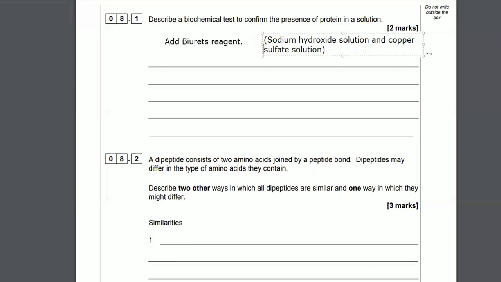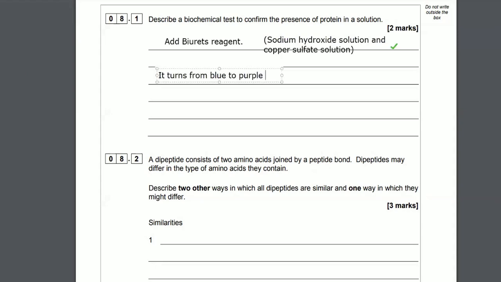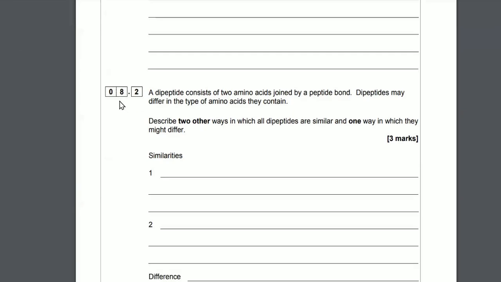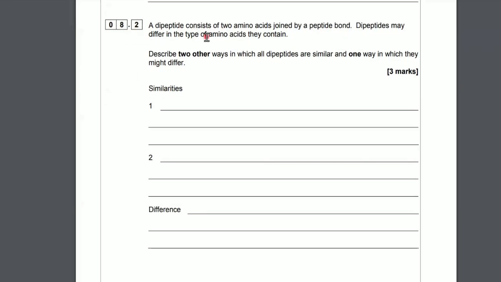Now, we don't need to warm it, but when you add it to the sample, if the sample contains amino acids or proteins or peptides, it's going to turn from blue to purple. I like to think of P in protein and purple for the colour it turns. You can say pink or lilac or violet, and that would get you 2 marks.